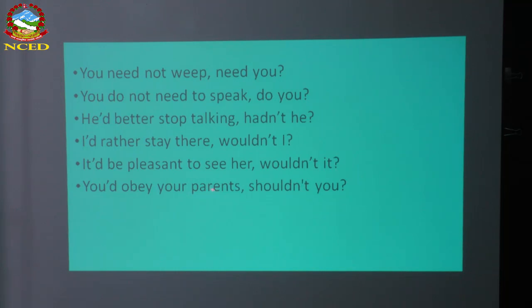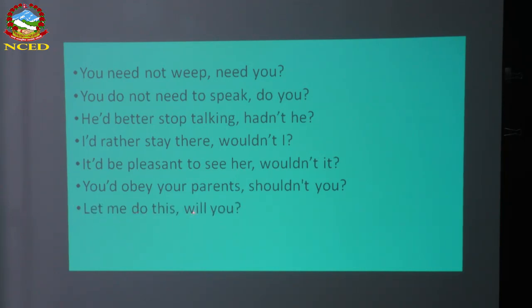Why it is so? Because it's an imperative, right? Like obligatory, obligation. So this is obligation. That's why this apostrophe D is should. This is you should obey your parents. That's why the tag is shouldn't you. Are you clear about it? It is should. That's why shouldn't you. Next point.